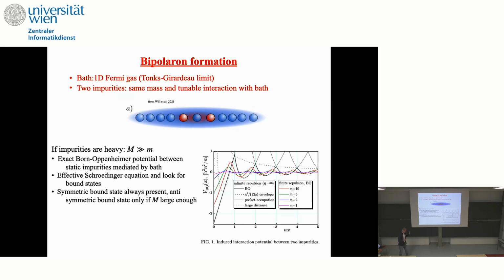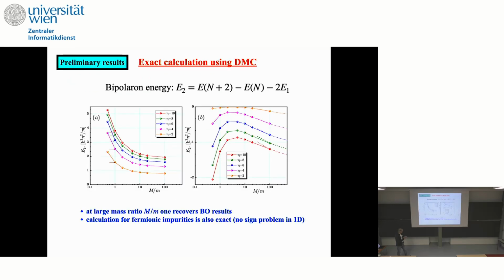And then you can say, okay, so I have this potential, and then I use this effective potential to solve an effective Schrödinger equation and look for bound states. Okay, just to show you the last. So we did that, and then, of course, in Monte Carlo, you can also calculate exactly what is the energy of the bipolaron, because this is given by the energy of the system plus the two impurities minus the energy of the bath minus twice the energy of the single polaron. So if this quantity is below zero, then you can say that you have a bound state of the two impurities.